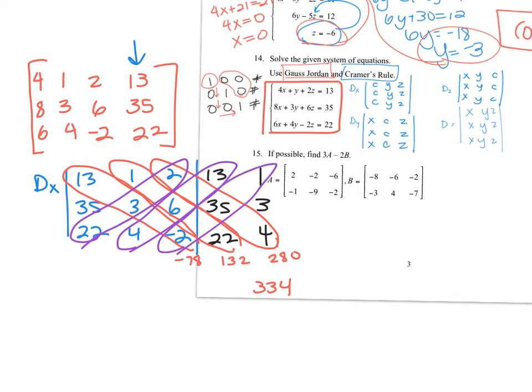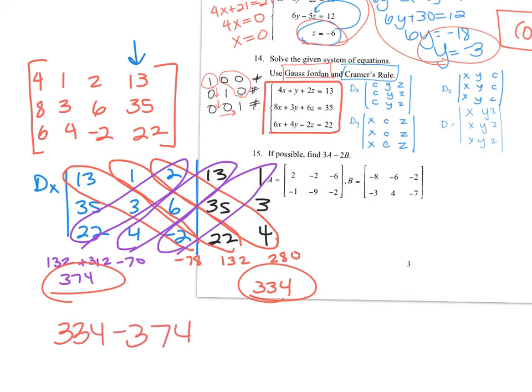So 2 times 3 times 22. 13 times 6 times 4. -2 times 35 times 1. And then you always do the first minus the second. Some of you switched that when we did quizzes and tests, so be careful. 334 minus 374, and d sub x is -40.